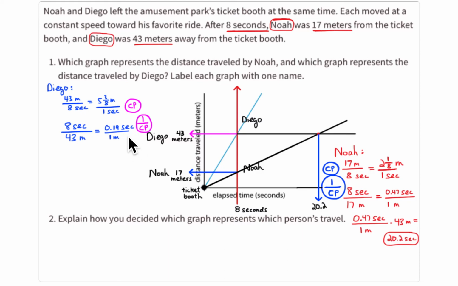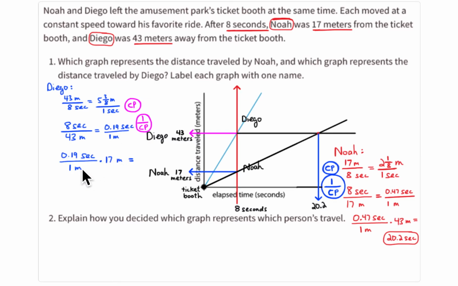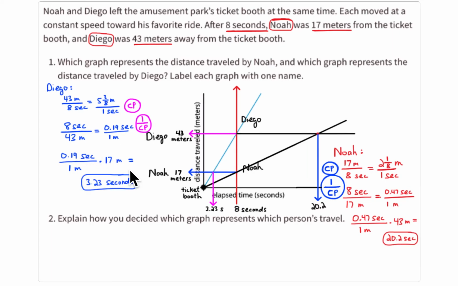And his pace is about 2/10 of a second per 1 meter. And you multiply that times the 17 meters, and that tells you that it takes Diego about 3 and 23 hundredths. It's about 3 1/4 seconds to travel that 17 meters.